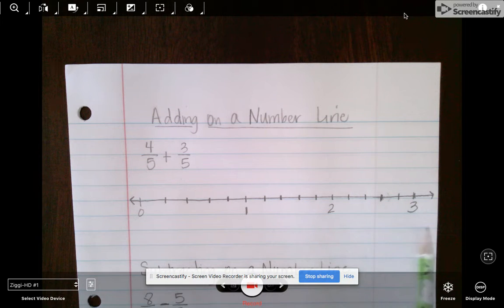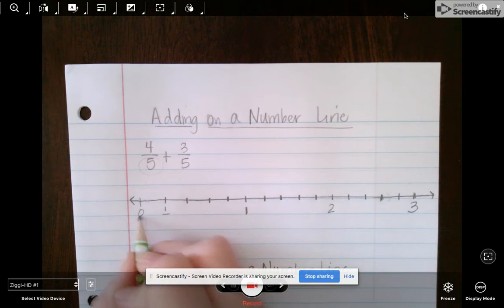So as you can see, most students are going to be given a number line. Occasionally they may be asked to create their own number line. But the first thing they need to do is label the parts of their number line. So using the denominator, we know that the number line has to be divided up into parts of fifths.